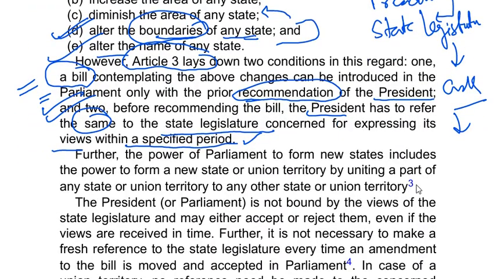Okay. Now, the second thing, the President is not bound by the views of the state legislature. That means if the state legislature is giving a contradictory opinion, that means, no, we are not willing to bring the changes related to our state, in that case, the President is not bound by the opinion rendered by the state. That means he or she can either accept or reject the state legislature's opinion.